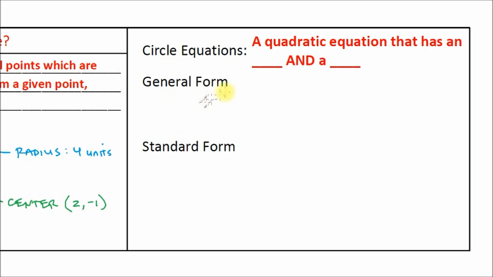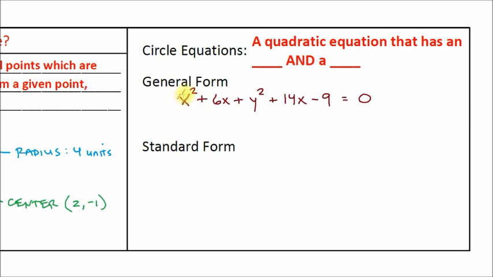And here's what the general form of the equation of a circle looks like. Here's an example of one. x squared plus 6x, here's our y squared plus, let's say, 14y. And we can actually even put a number over here, a constant, and that can be equal to 0. There's what a general form of a circle looks like.